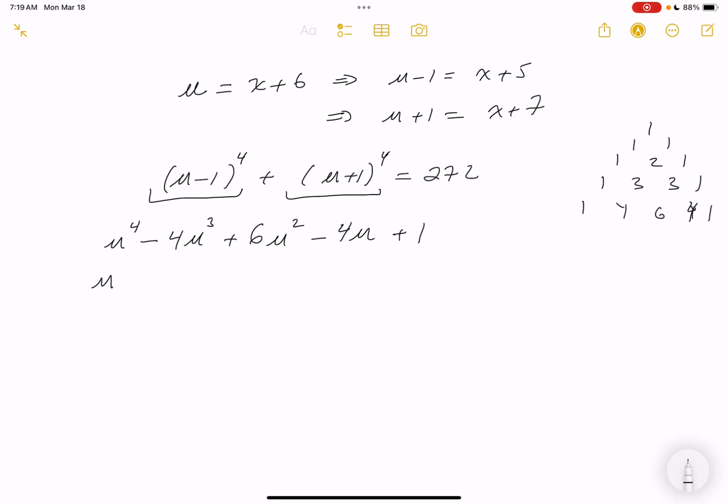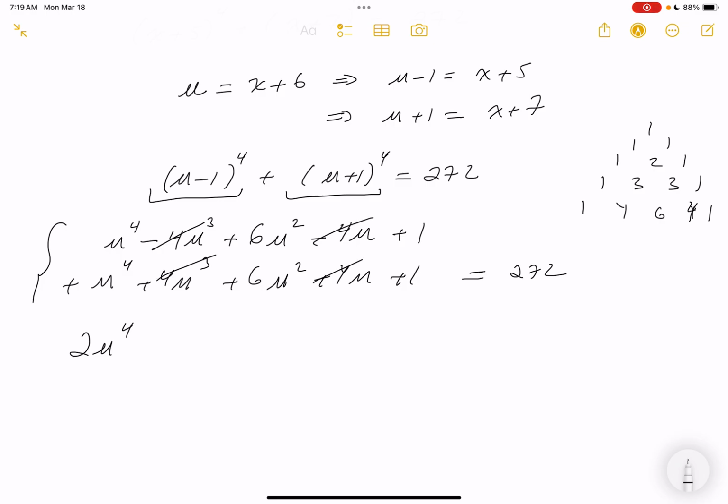Equal is easy. u^4 plus 4u^3 plus 6u^2 plus 4u plus 1, and this, when added together, is going to equal 272. All right, looking at this, what do you get? 2u^4. It's kind of expected. These disappear. These disappear. You get 12u^2 plus 2 equals 272.